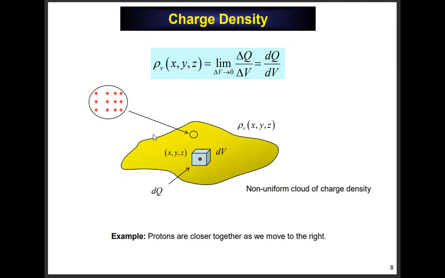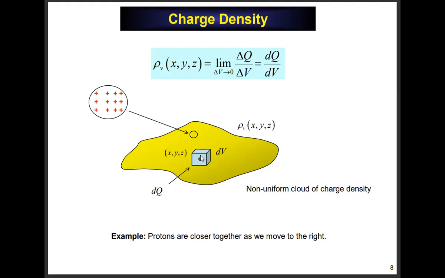And now the cloud doesn't have to be uniform. So see how it's shaded darker as you go from left to right? That could be the protons getting closer together as you go from left to right. So the charge density is getting higher as you go from left to right. But anyway, if I want to know what it is at this red dot here, the sample point, here's the definition. Just take the amount of charge in the cube divided by the volume of the cube, let the volume get smaller and smaller until it really becomes differentials, and that's the volume charge density at that point.